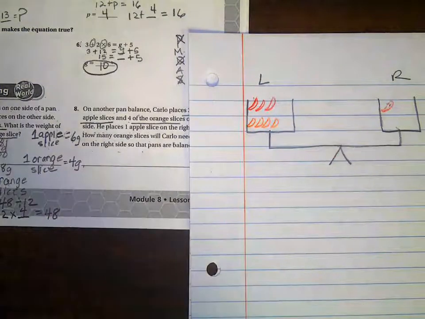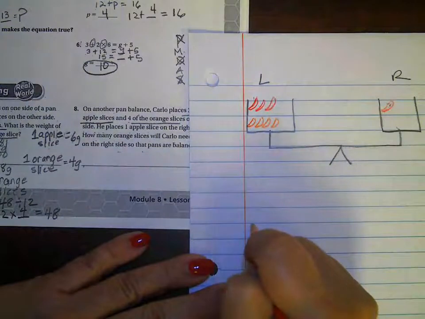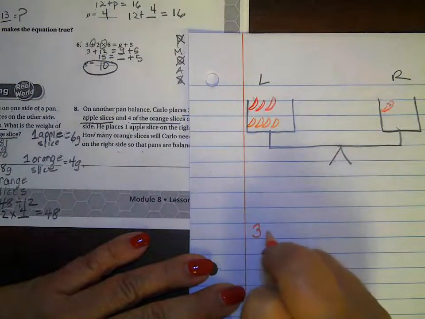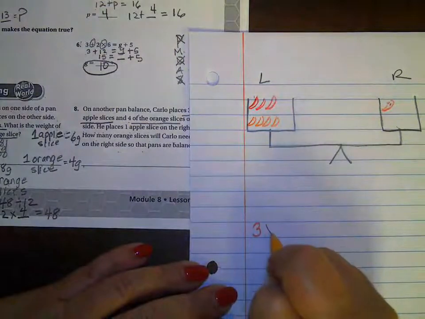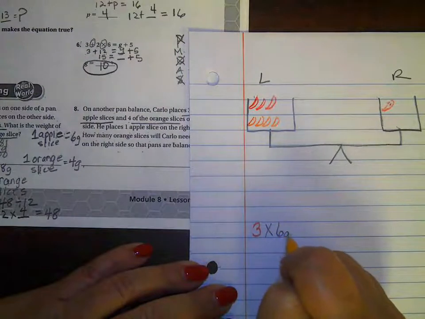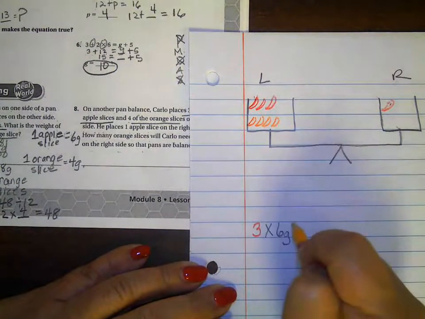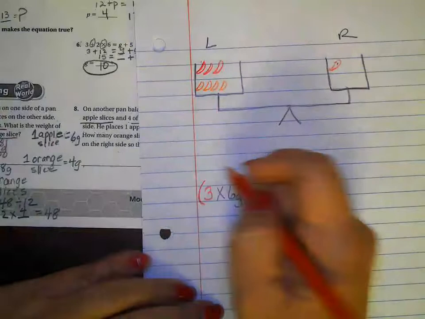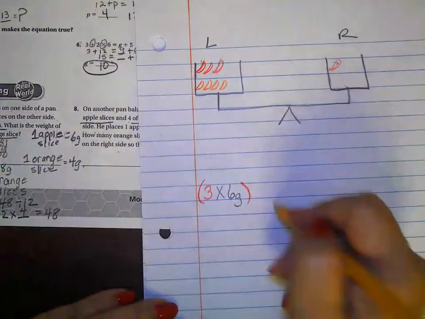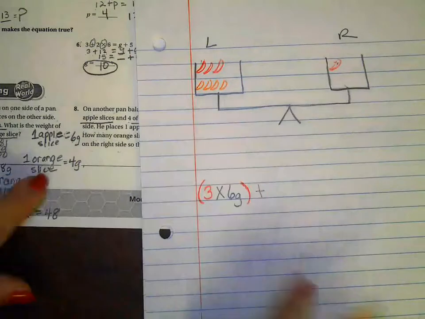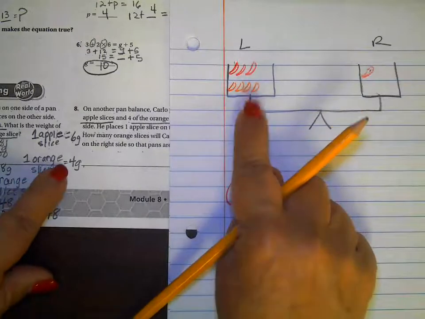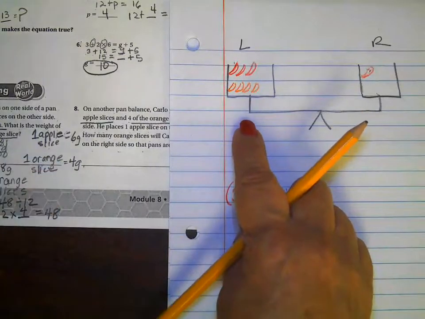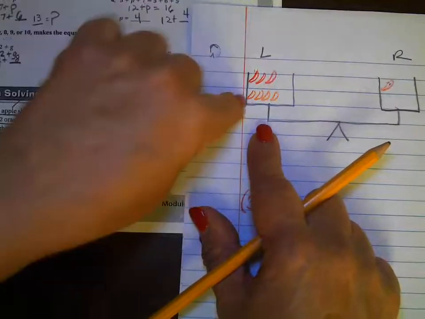Let me do that one in red so that you know that I have 3 apple slices that are 6 grams each. Okay, and I'm going to put that in parentheses, and I will do that one in red as well to show that that's the apple. Next, how many oranges? Very good, I have 4 of them. How much does each orange slice weigh? They're 4 grams. So he took this over here and placed them here.